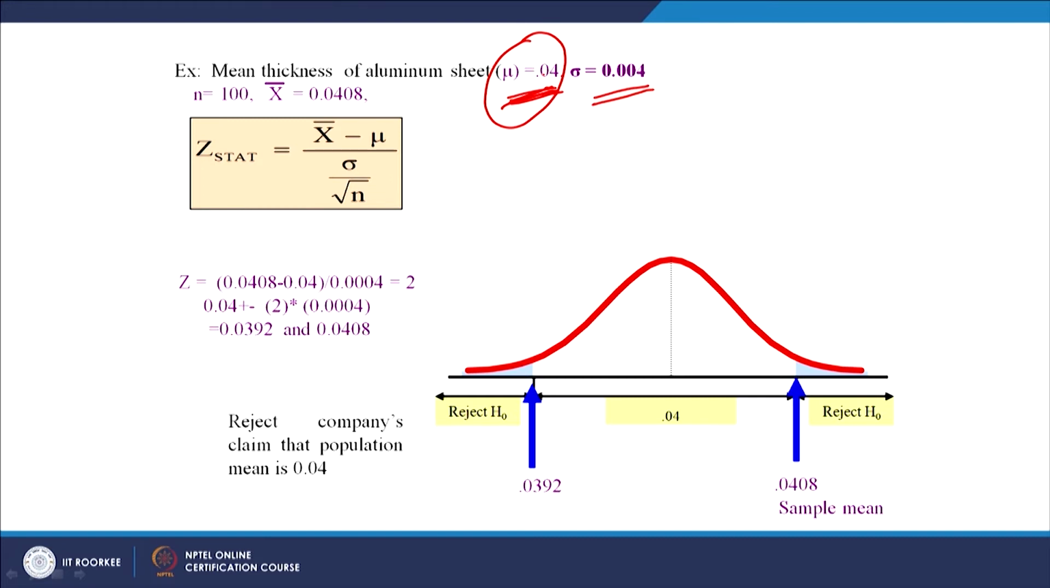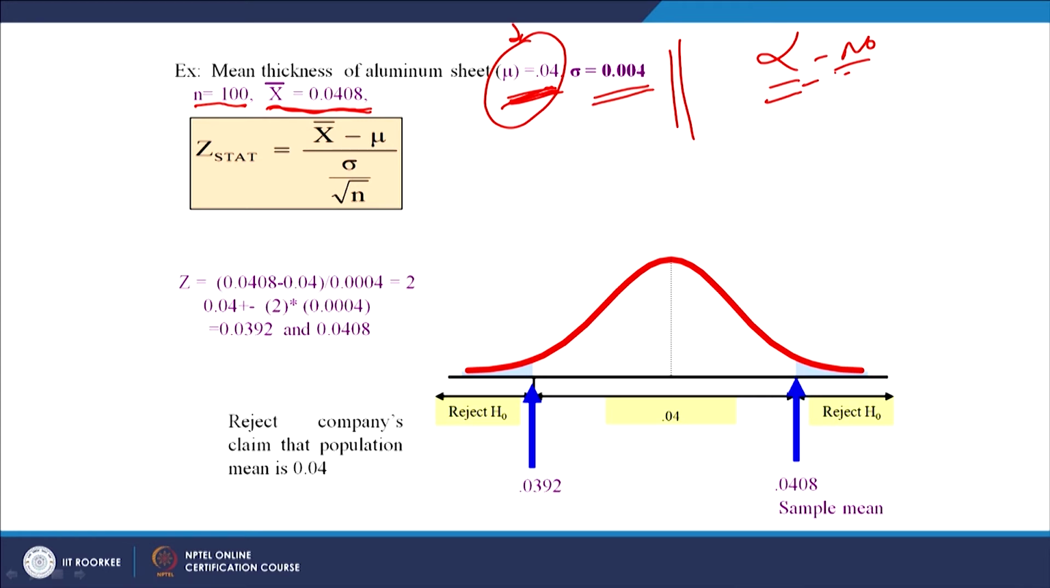So, what have you done? You select 100 aluminum sheets, and when you calculated the mean thickness, it was 0.0408. What is the claim of the supplier? 0.04 mm, and when you took a sample of 100 you calculated the mean thickness as 0.0408. First of all, in this case you have not been given alpha. So, no alpha in this case. So, how to solve a question like this?